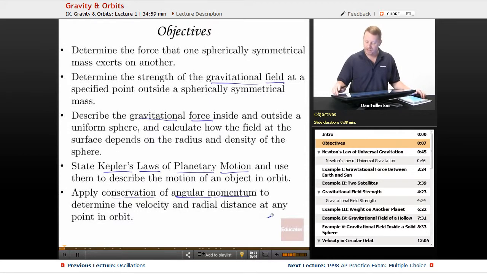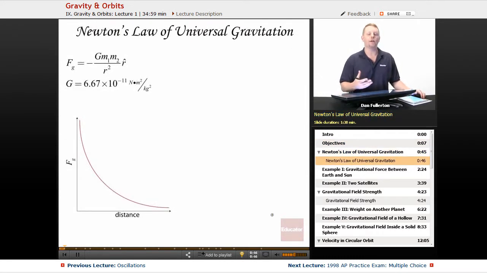So let's start by taking a look at Newton's law of universal gravitation. The force of gravity, the force of attraction between any two objects with mass, is given by this formula: minus capital G, a constant, a fudge factor to make the units work out, times the mass of your first object, times the mass of your second object, divided by the square of the distance between their centers. And r hat means it's in the direction of r hat.